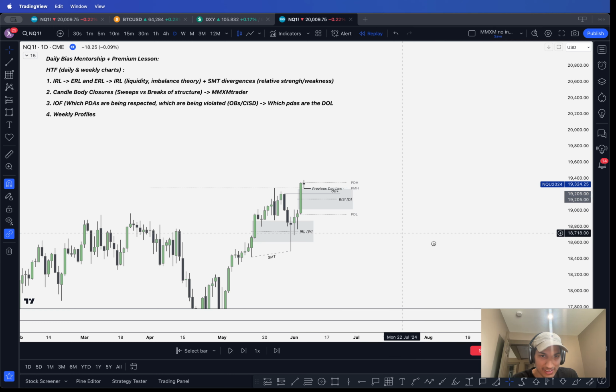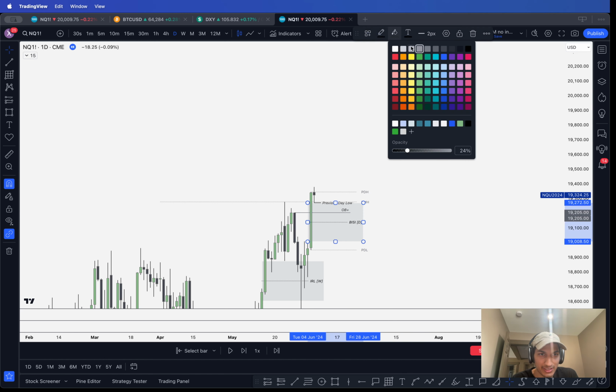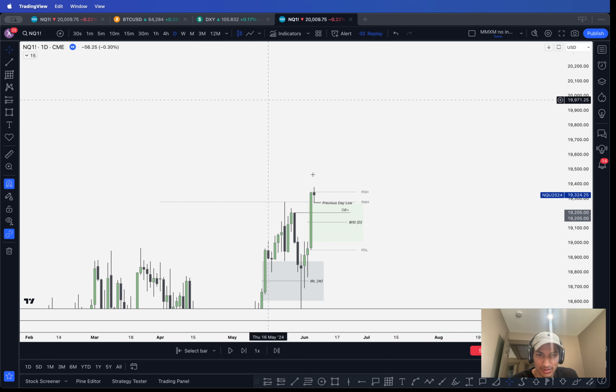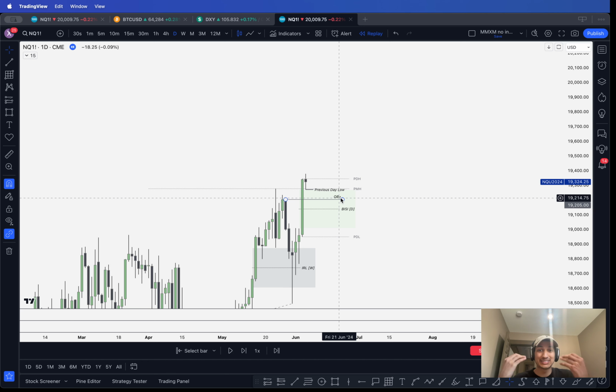Why do I want that previous day low? Well, overlapping that previous day low is my imbalance, my order block, and my area of interest in the form of a fair value gap. So my draw on liquidity for the day is going to be this order block. So if I can look to trade short into there, I now can use lower time frames with this daily bias.